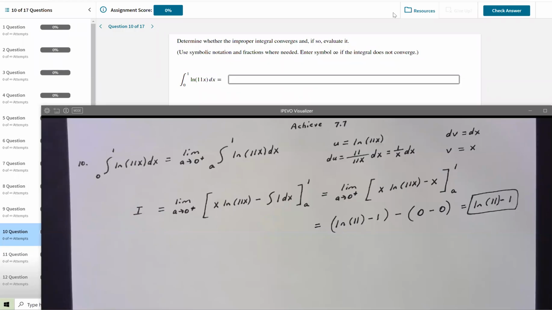Hey guys, I'm looking at number 10 in section 7.7 with you. It's an improper integral from 0 to 1 of the natural log of 11x with respect to x.